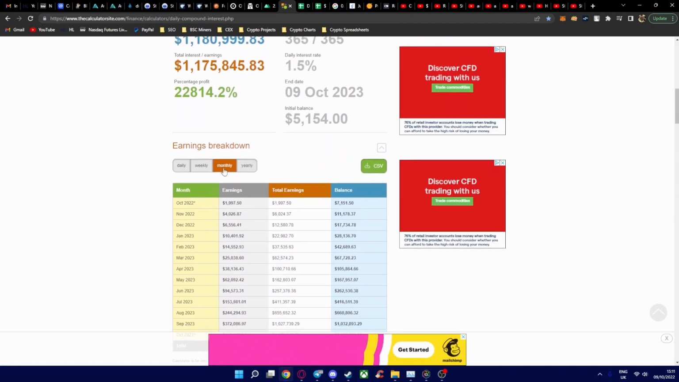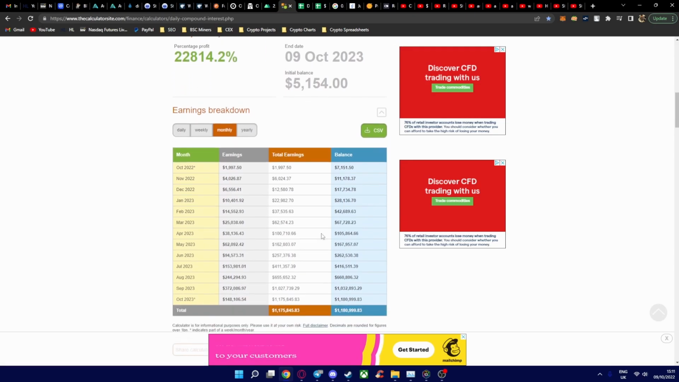If we come down here, we can see it's broken down by default into monthly, so you can see the earnings per month that I'm going to get. As you can see, the power of compound interest is incredible. By the end of the year, I'll be earning $12,000 a month from StableFund.